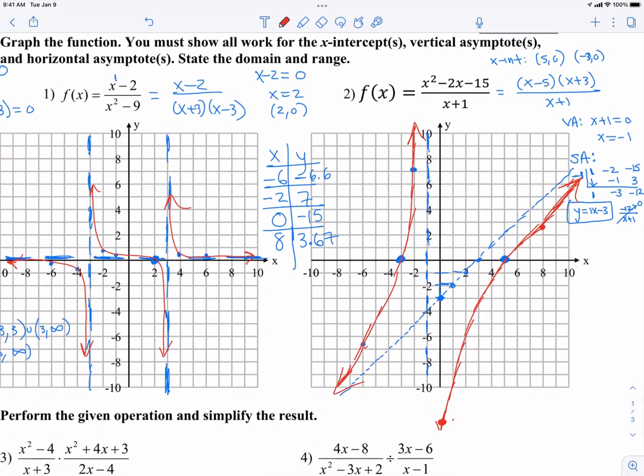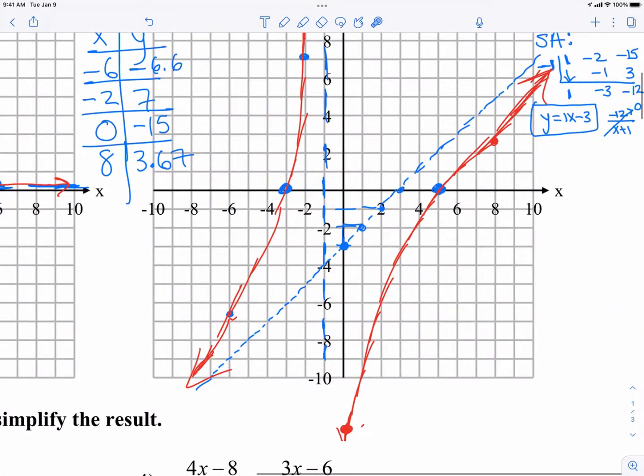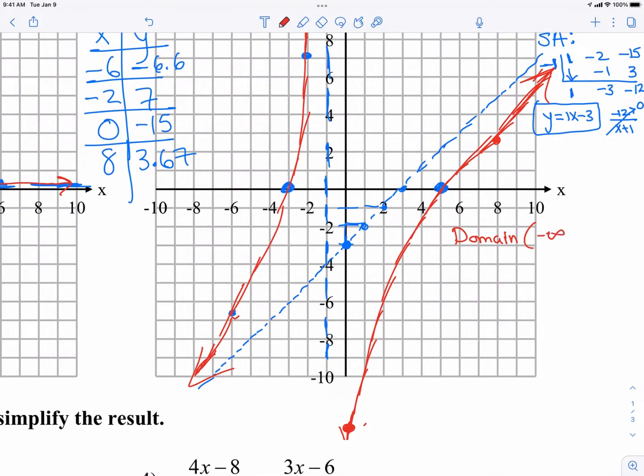And now we also have to state our domain and our range. So the domain is going to be from -infinity until it gets to the vertical asymptote here at -1. So that would be from -infinity to -1, and then it will pick up again, so union -1 all the way to infinity.